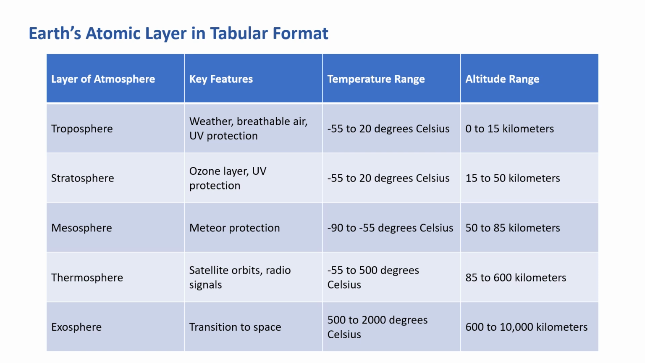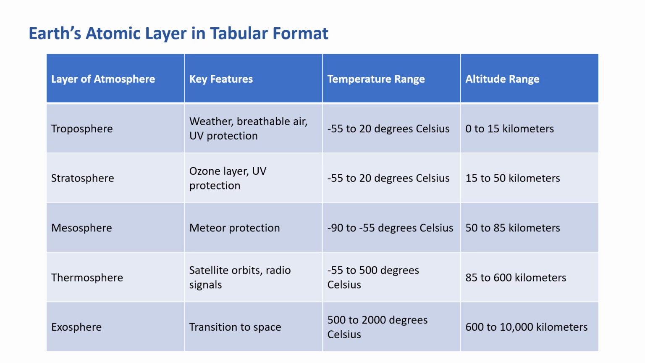And the next column is key features of every layer. In the troposphere, as we know, it is useful for breathable air, weather and ultraviolet protection. So what is the temperature range? Here the temperature range is -55 to 20 degrees Celsius, and the altitude range is 0 to 15 kilometers.